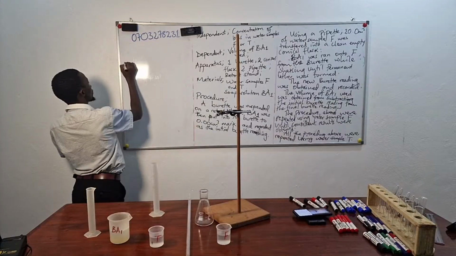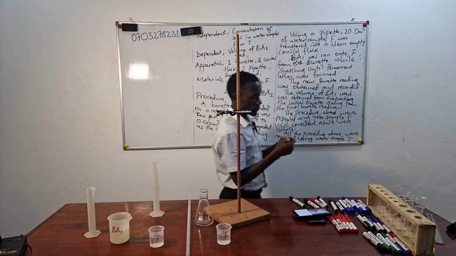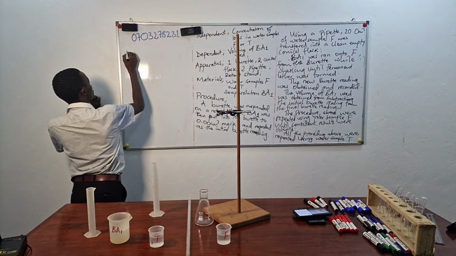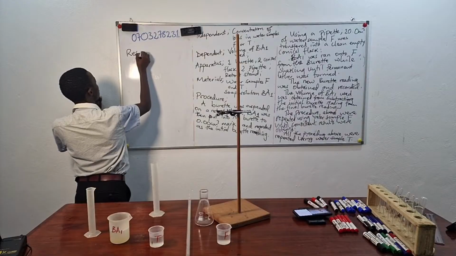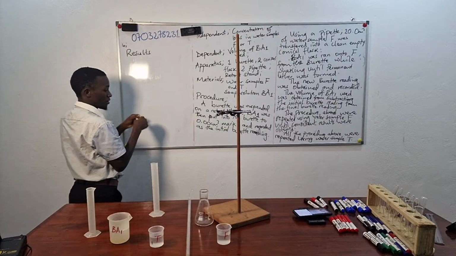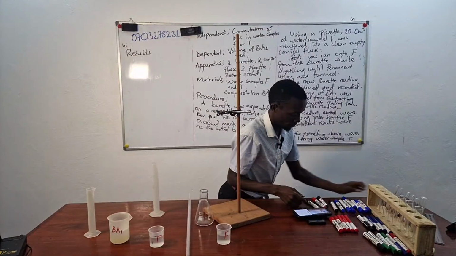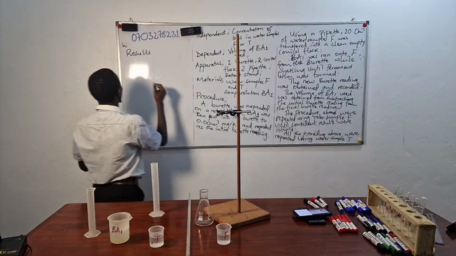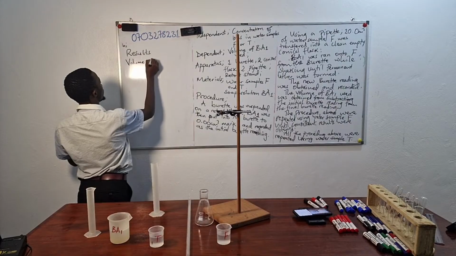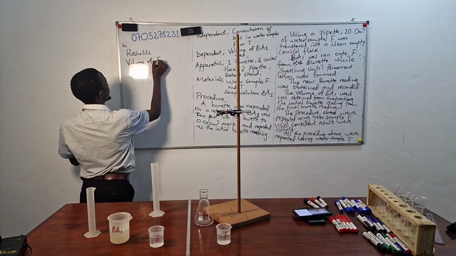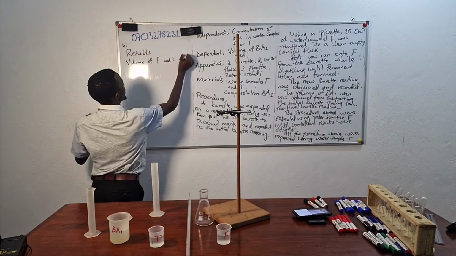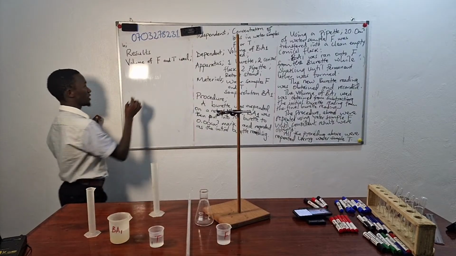To continue, I'm just going to give the results. I will not give the risk and mitigation. I'll give the results. And this is our part B of the item. So we can talk of the volume of F and T used as one of the results.